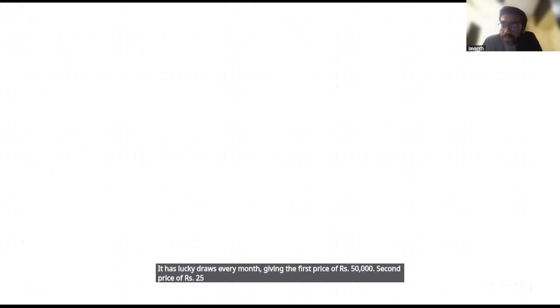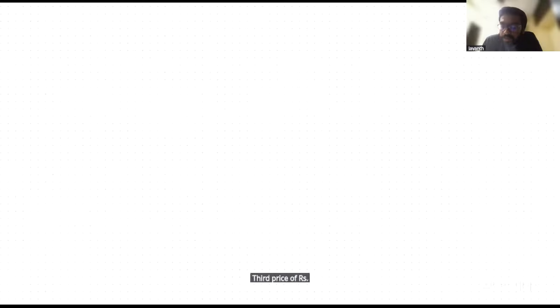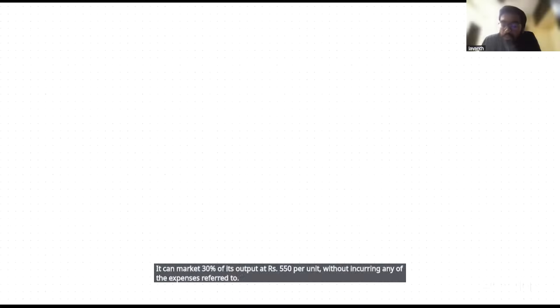It has lucky draws every month, giving the first prize of rupees 50,000, second prize of rupees 25,000, third prize of rupees 10,000, and 3 consolation prizes of rupees 5,000 each to customers buying the product. It spends rupees 1 lakh on refreshments served every month to its customers. It sponsors a television program every week at a cost of rupees 20 lakhs per month. It can market 30% of its output at rupees 550 per unit without incurring any of the expenses referred to in 1 to 4 above. Advise the company on its course of action. Show the supporting cost sheets.